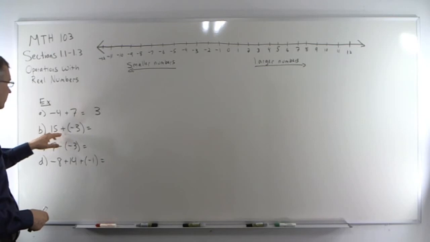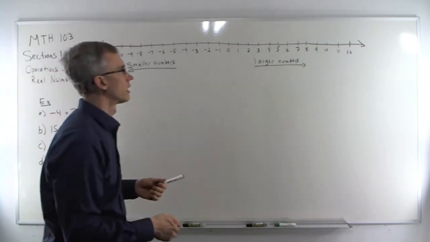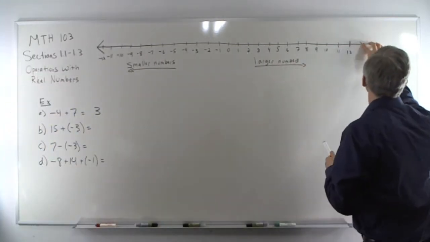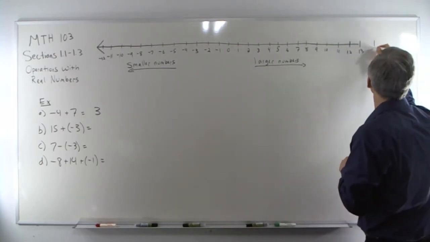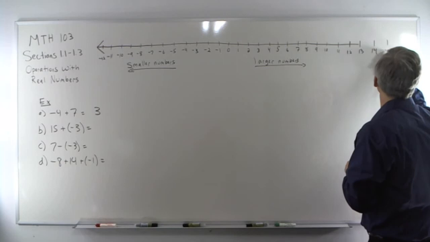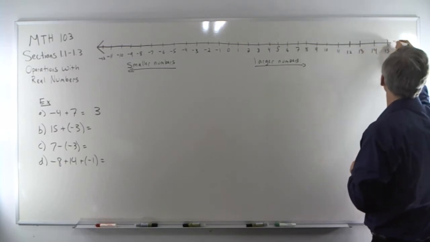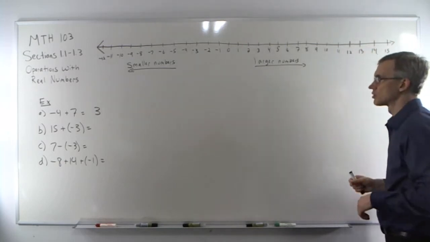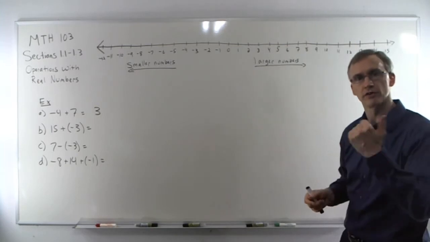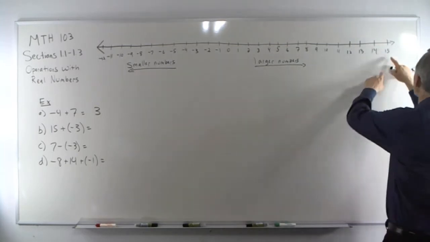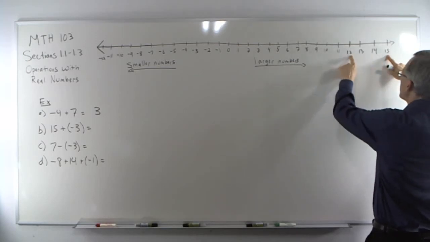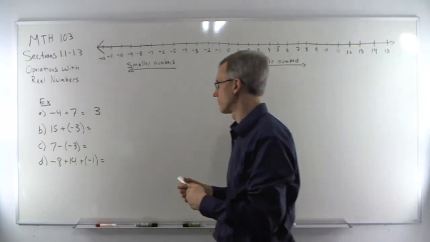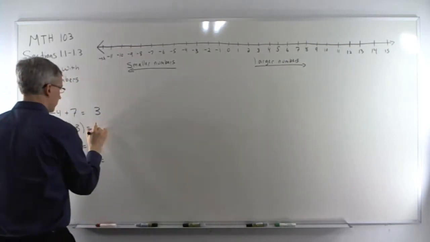And here we got 15 plus negative 3. I'm going to add a few numbers on the end here. If we're adding a negative number, we're going to move to the left on the number line. So we start at 15, add negative 3, 1, 2, 3, we get to 12. So 15 plus negative 3 is 12.